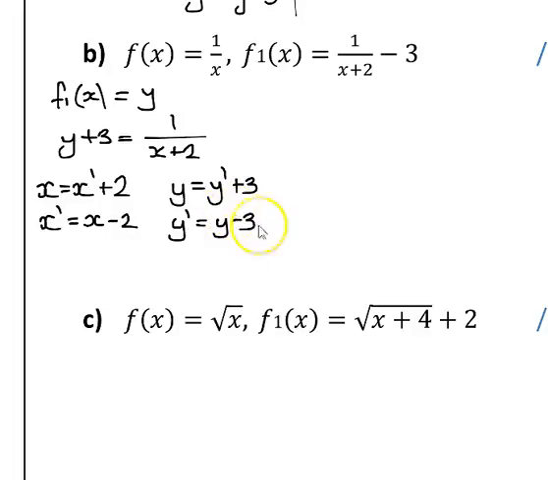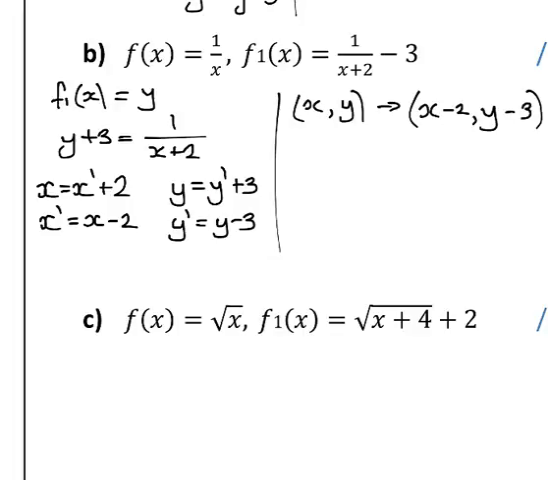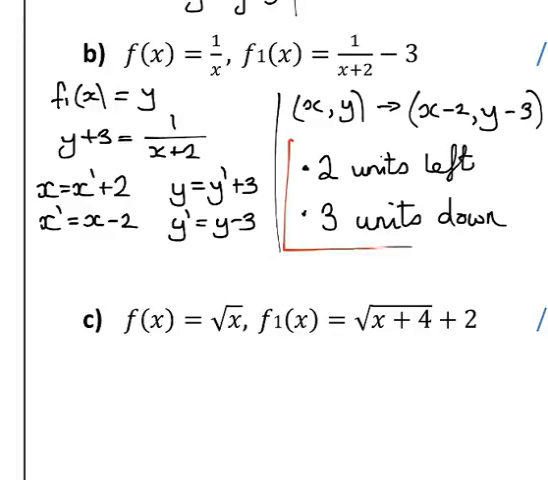These are the transformations that have happened to my coordinate points. So my x, y coordinate point has become x minus 2 and y minus 3. So directly into my translations, I've got 2 units left and 3 units down. That question is now done. By looking at this, I can check my answer. 3 units down, minus 3, x plus 2, switch the sign, 2 units left.